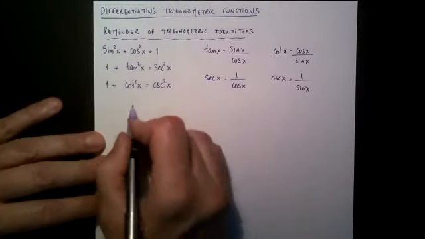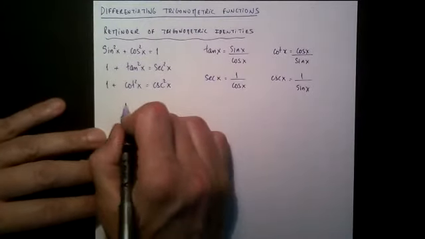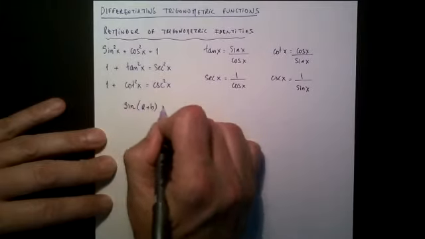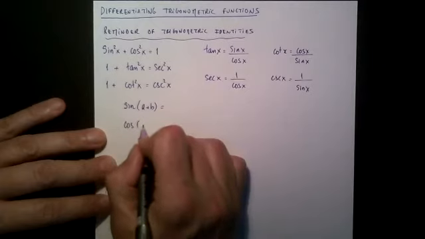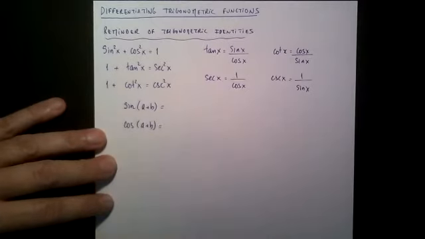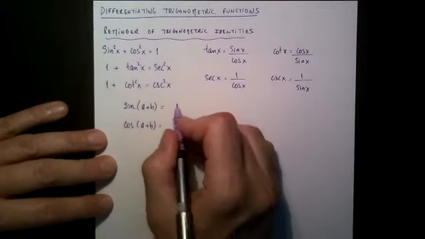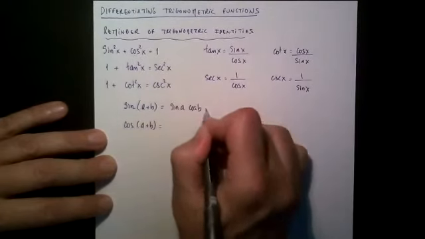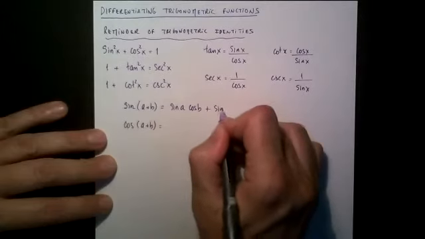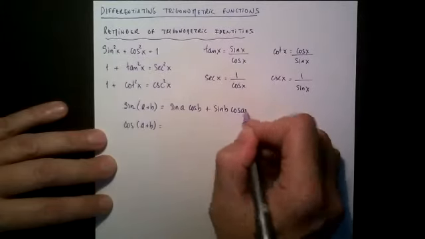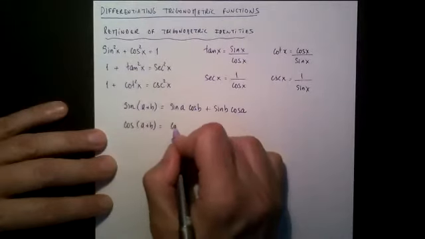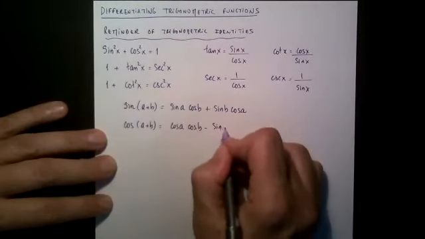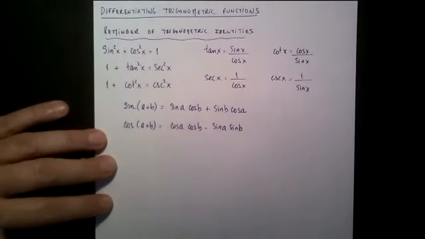Just for your memory. And these are two important ones that we're going to use now: sine of a plus b and cos of a plus b. I don't know if you remember them, but sine of a plus b is sine a cos b plus sine b cos a, and cos of a plus b is cos a cos b minus sine a sine b.